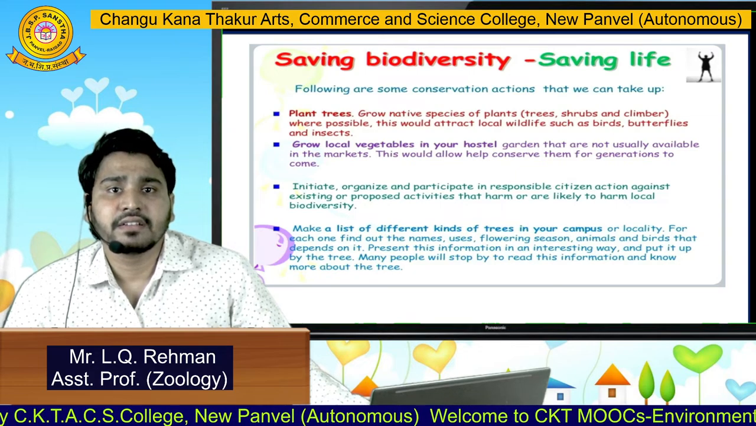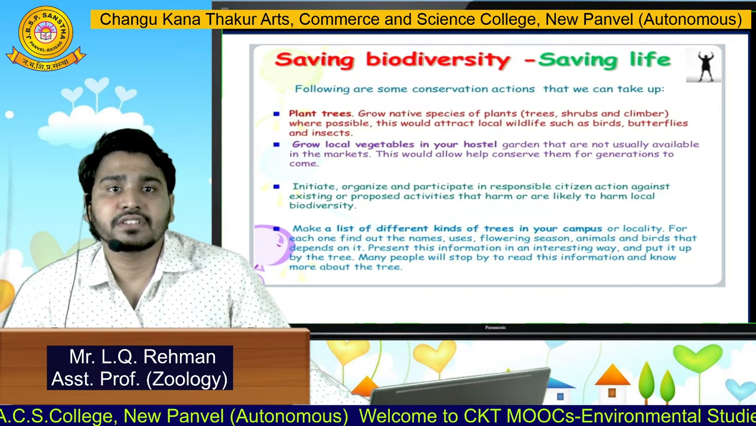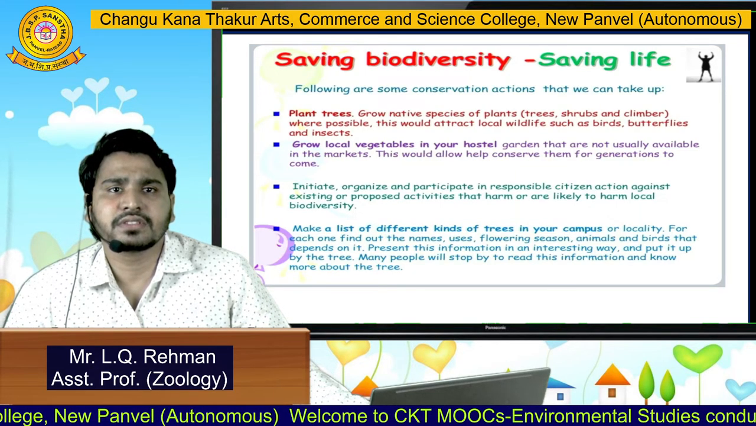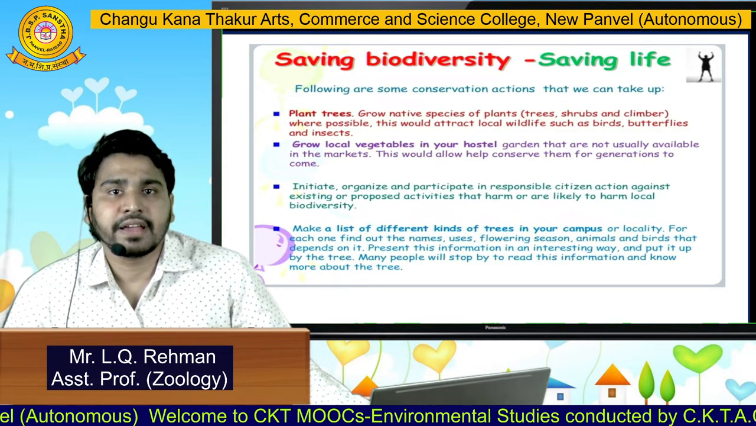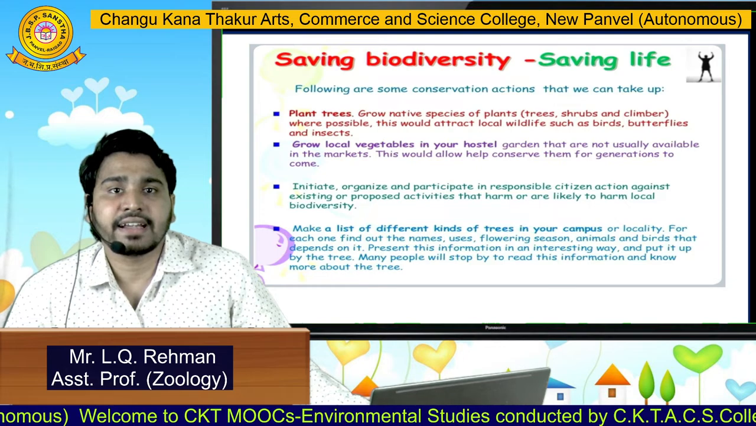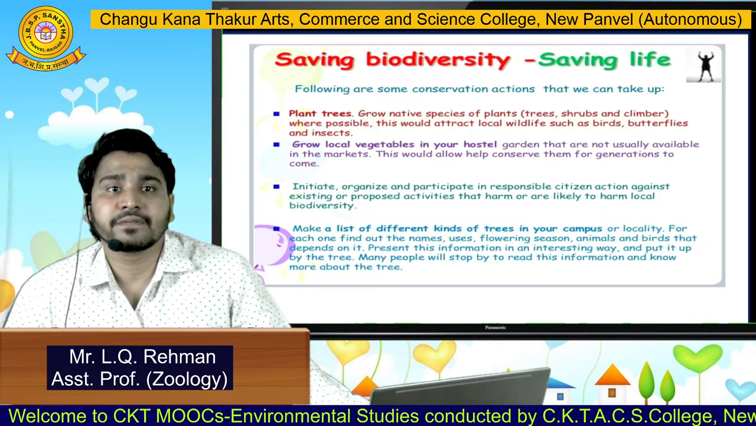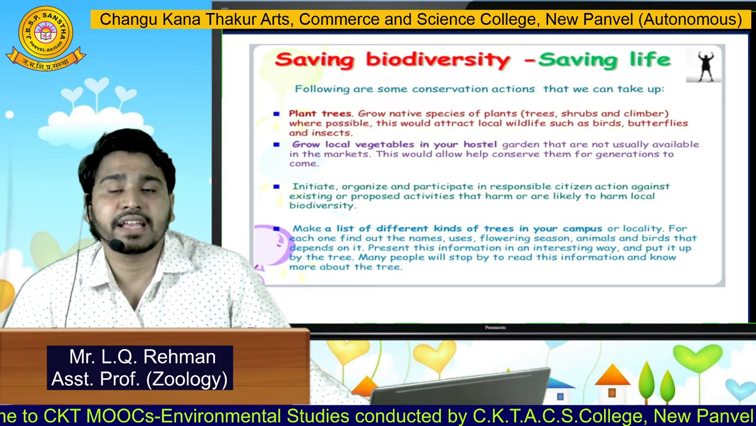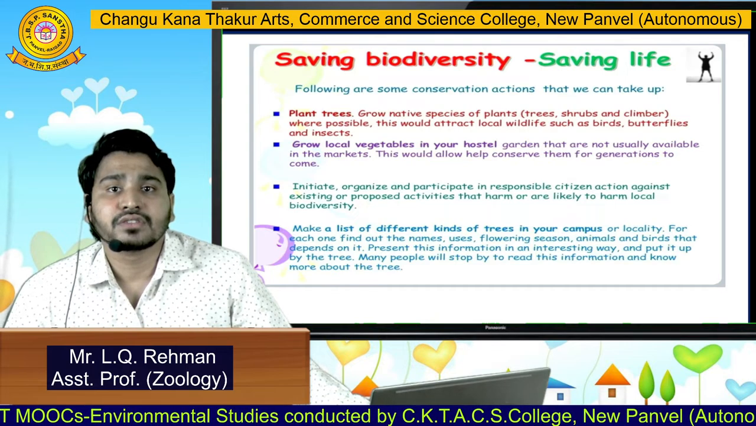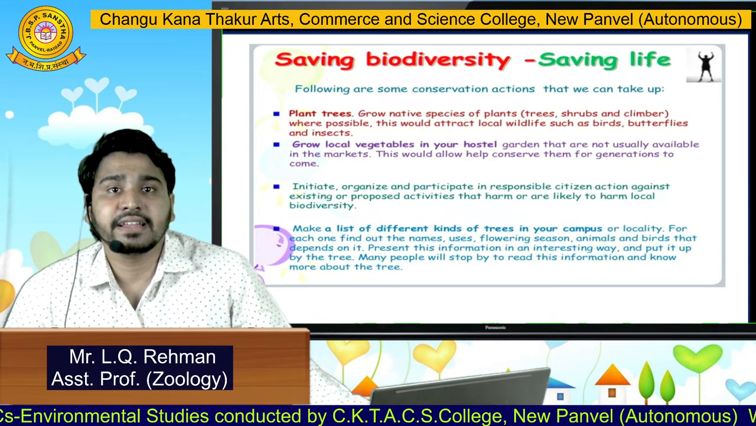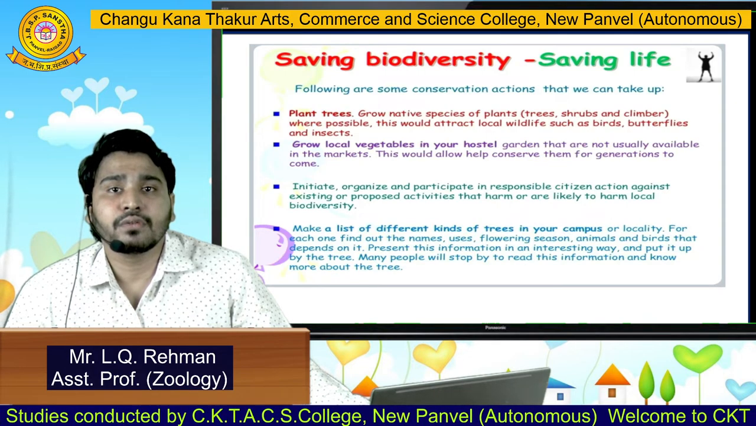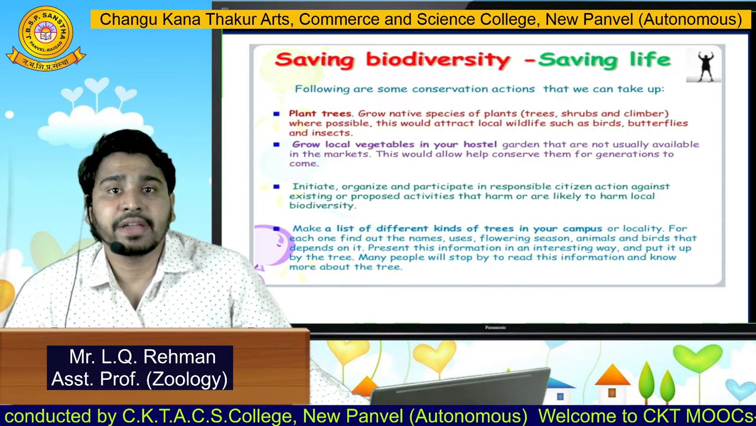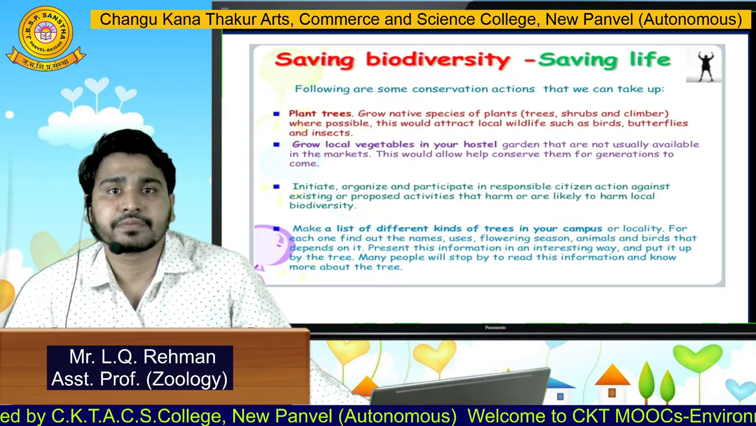Plant trees which grow native species of plants, it may include trees, shrubs and climbers also, wherever possible. This would attract local wildlife such as birds and butterflies and insects. So we must plant trees. In this way, we can improve the already damaged biodiversity.